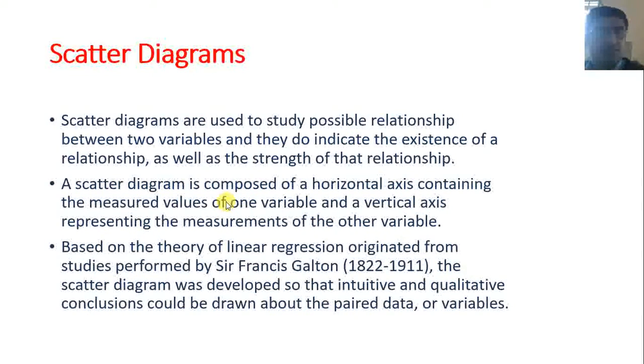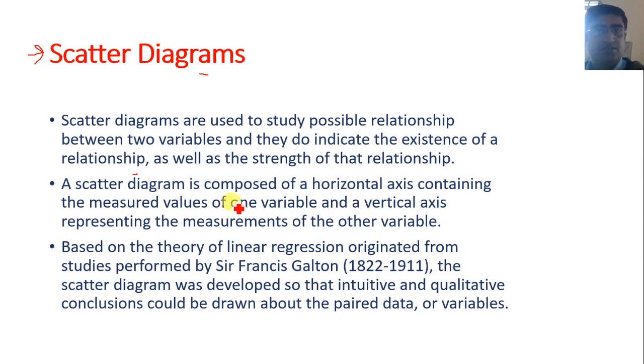The next one is the scatter diagram, which is also a tool of quality control, the fifth tool of quality control. Scatter diagrams are used to study the possible relationship between two variables, and they indicate the existence of a relationship as well as the strength of that relationship. This type of diagram is used to find out the relation between the two variables.